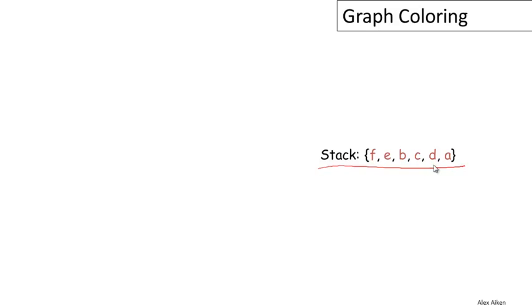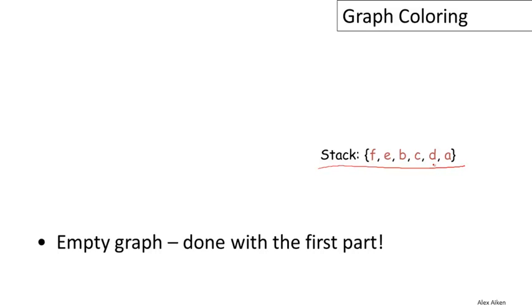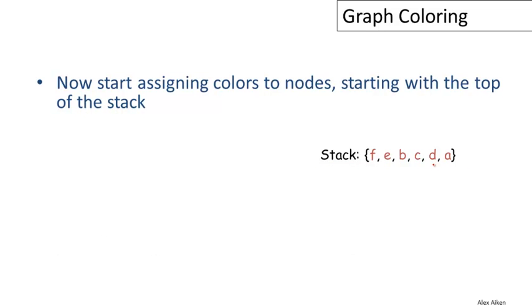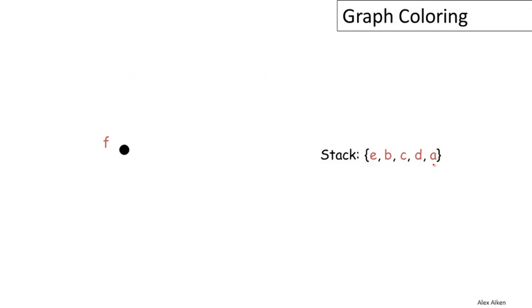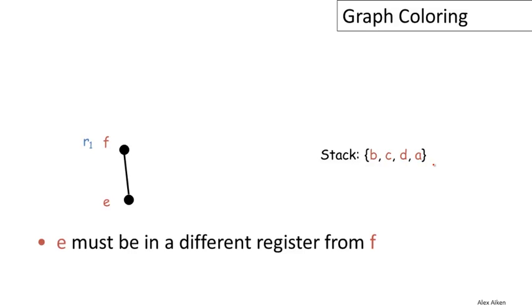Now, working backwards, after we're done with the first part, we do the second part where we actually assign the colors. We begin with the top of the stack. We'll take node F and put it back into the graph, and we'll assign it a color. Let's say we pick the lowest numbered register that is not used by any of its neighbors. Since F is in the graph by itself, we'll just assign it register R1. Now we add E back into the graph, and it has to have a different register from F. Since F is using register R1, we'll assign E register R2.